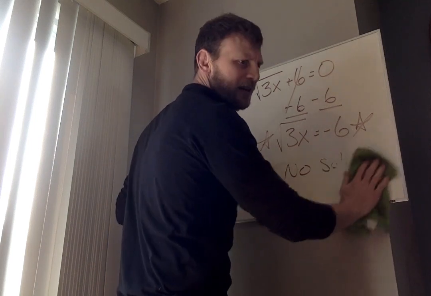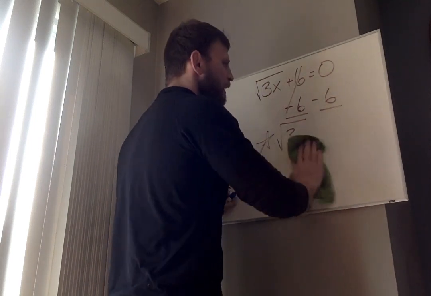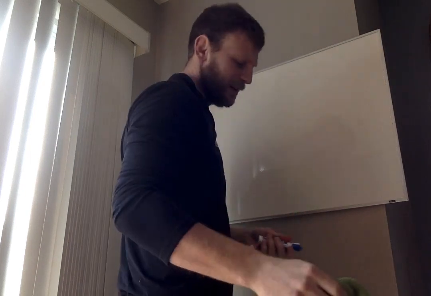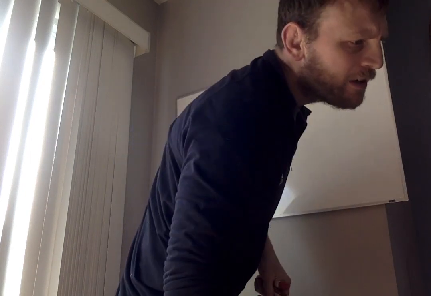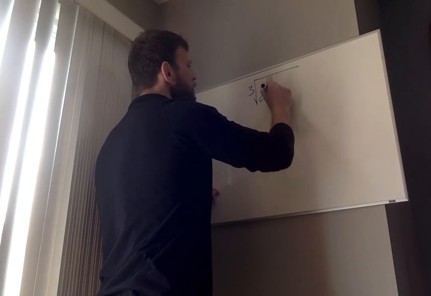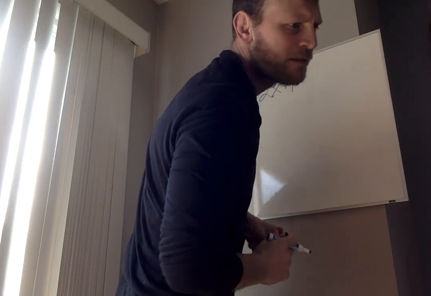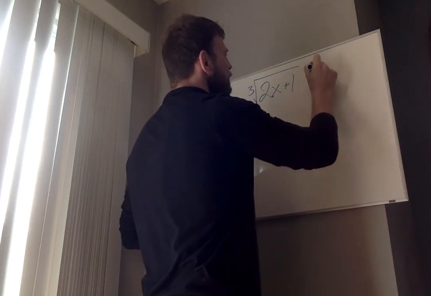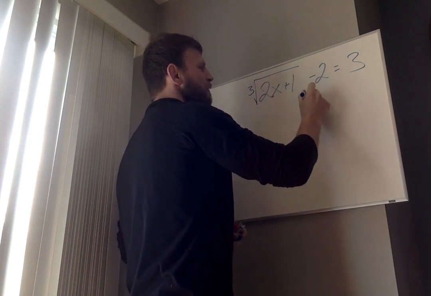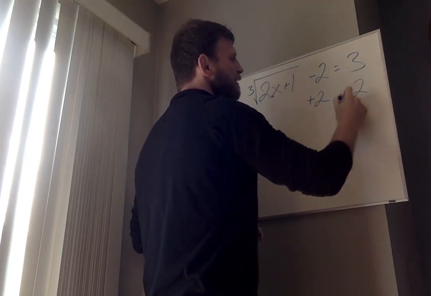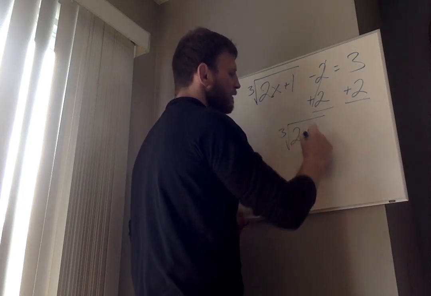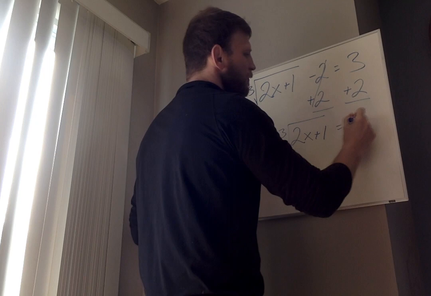Let's look at the third and final one for the day. All right, on this. So we have the cube root of 2x plus 1 minus 2 equals 3. So again, I'm trying to get this by itself, so I'm going to add 2 to both sides. That's going to give me the cube root of 2x plus 1 equals 5.